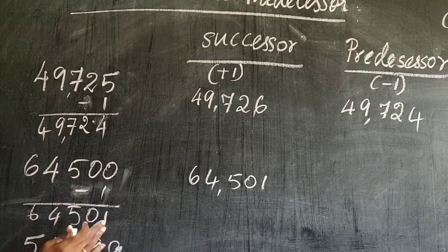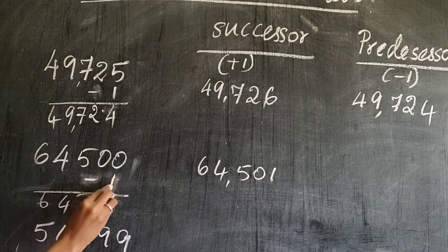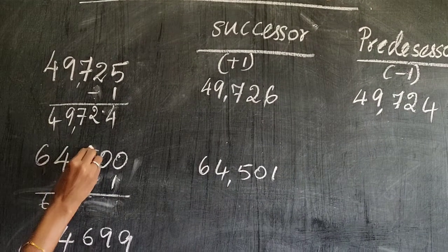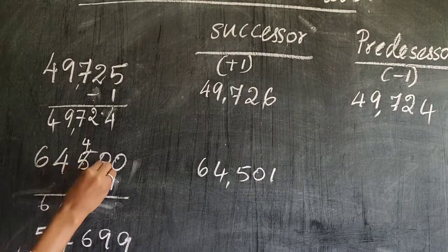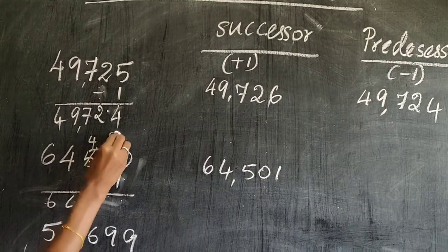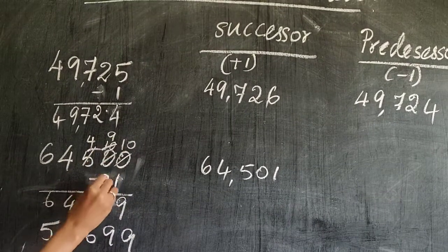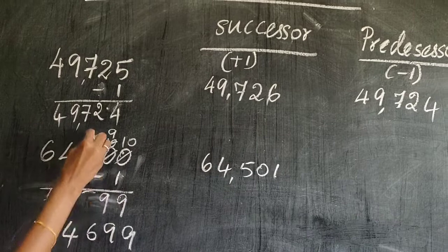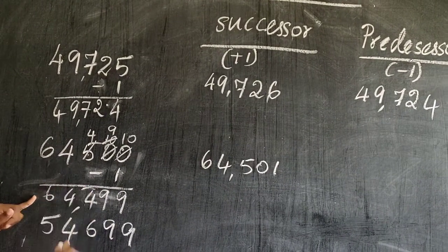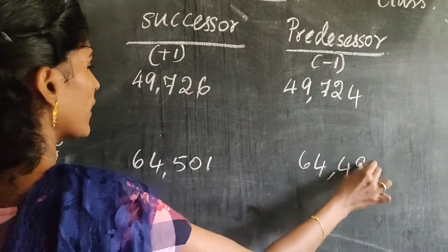When you minus 1, you always make mistakes, so I want to make it clear. You will not be able to minus from 0. So what you have to do is borrow, but here also you will not be able to. So from here you have to borrow. If you borrow, only 4 will remain and here you will get 10. From 10 you give 1, so here 9 will remain and here you will get 10. 10 minus 1 is 9. And here there are no numbers to minus. So this will be 9 and this will be 4. So the predecessor of 64,500 is 64,499.